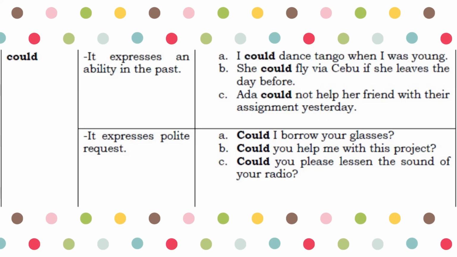Could. It expresses an ability in the past. Example, letter A. I could dance tango when I was young. Letter B. She could fly via Cebu if she leaves the day before. Letter C. Ada could not help her friend with their assignment yesterday.